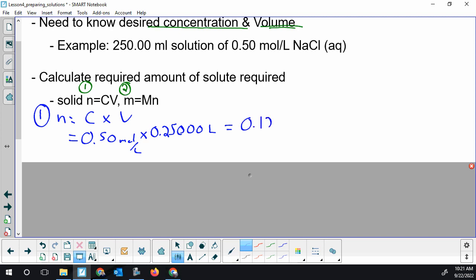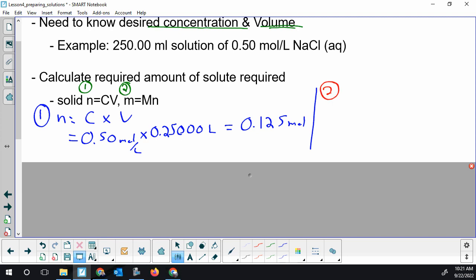So 0.125 moles. So I have an extra sig fig. That concentration we could easily make at 5.000. It's easy to add more sig figs there. So what mass is this?